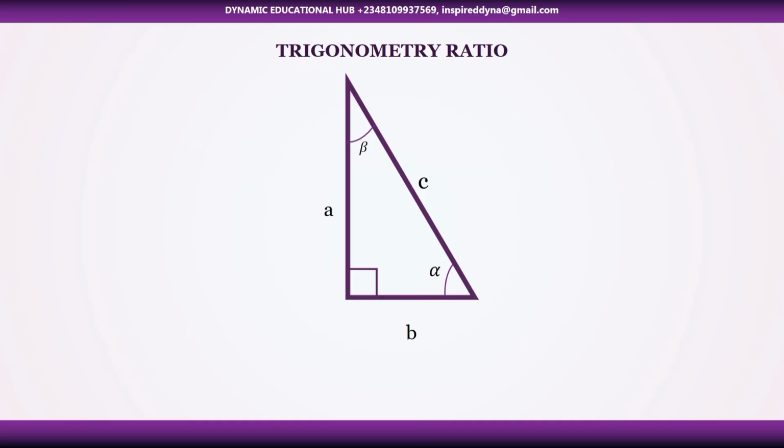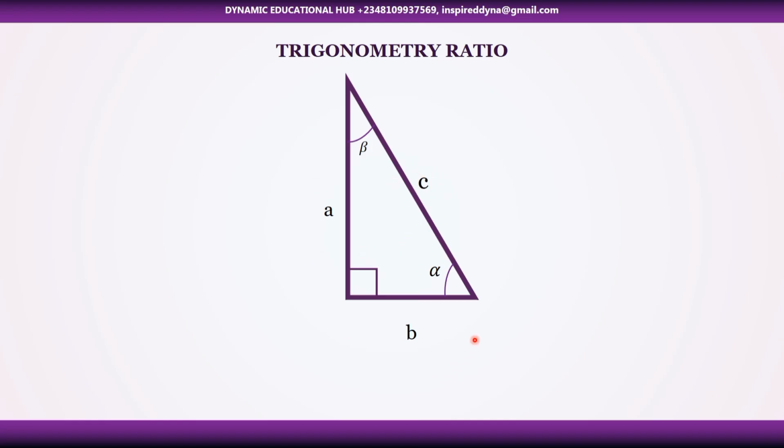Now we have a right angle triangle with angle here as alpha and angle here as beta, and we label the sides A, B, C. Looking at this triangle, this side here, which is C, is opposite to this right angle, which means that this C is known as the hypotenuse.